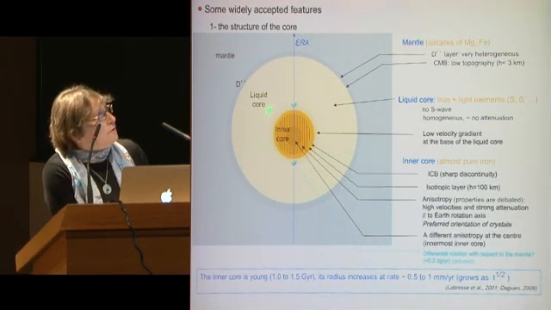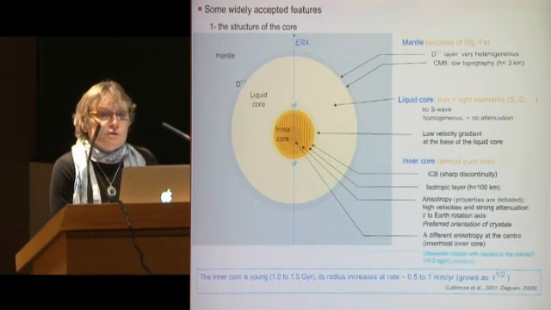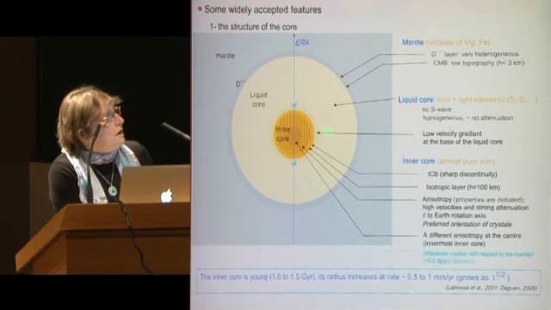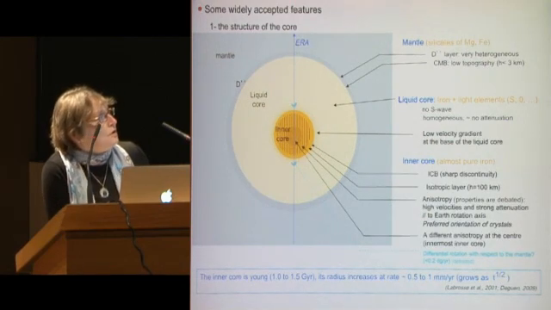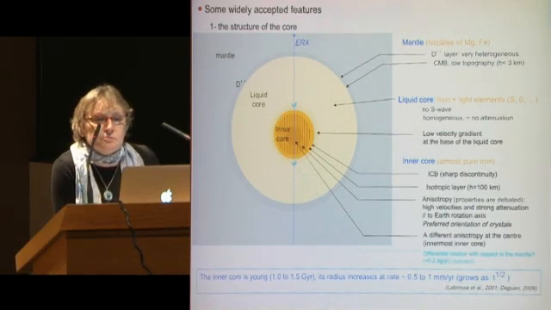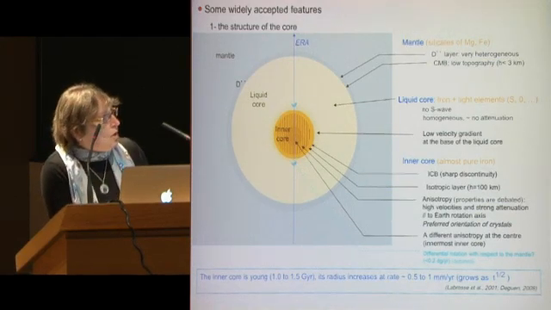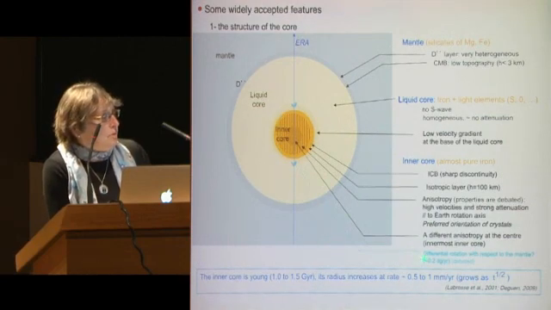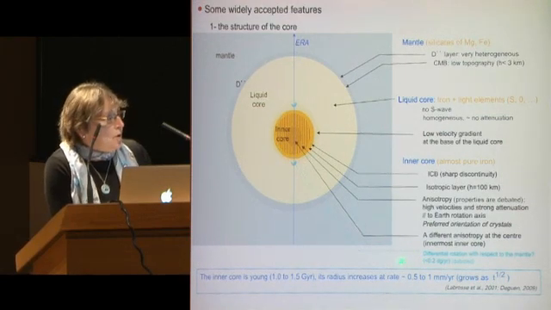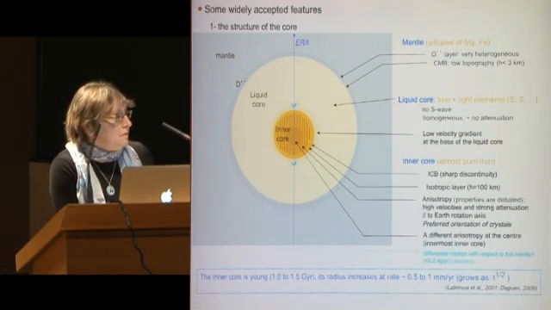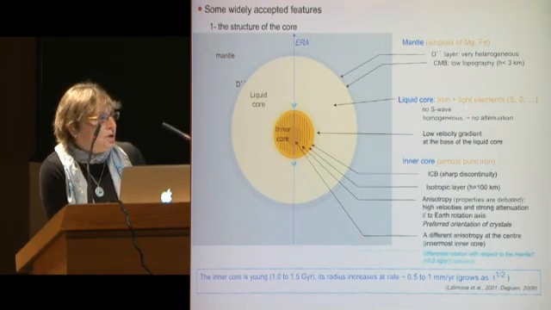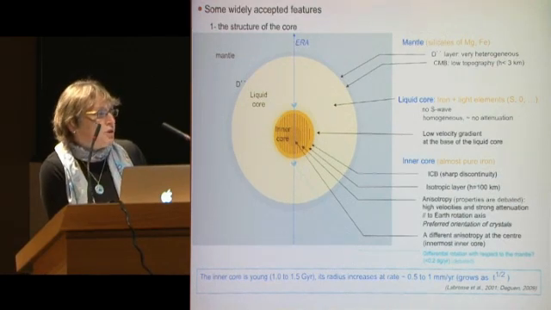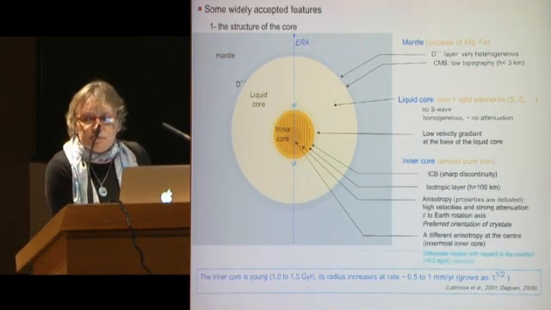The liquid core is made of iron with light elements inside, so it's a liquid alloy of iron, and the inner core is also an alloy of iron, but it is solid and it is depleted in light elements compared to the liquid core. Also, some scientists believe or have demonstrated that there is possibly a differential rotation of the inner core with respect to the mantle, but again, this is debated.